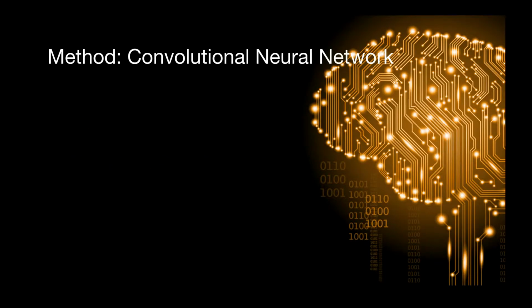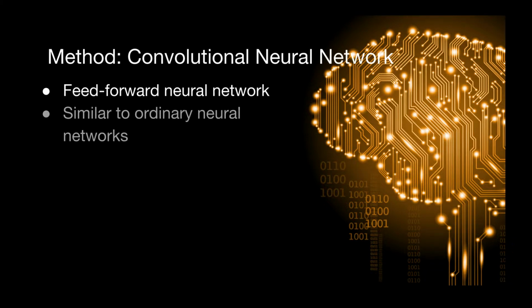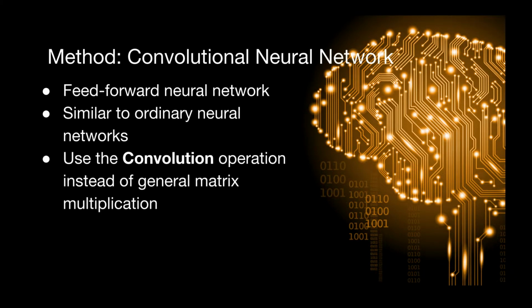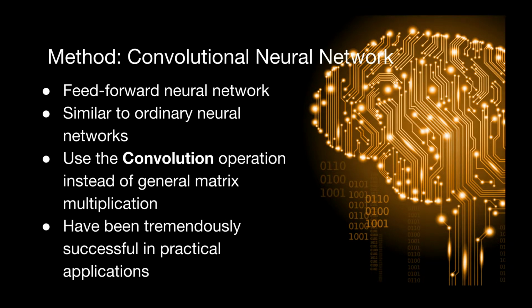This project relies on the convolutional neural network for reliable emotion recognition. A convolutional neural network is an example of a feed-forward neural network for processing data that has a grid-like topology. They are similar to ordinary neural networks but use a convolution operation instead of general matrix multiplication in at least one of their layers. Convolutional neural networks have been tremendously successful in practical applications.